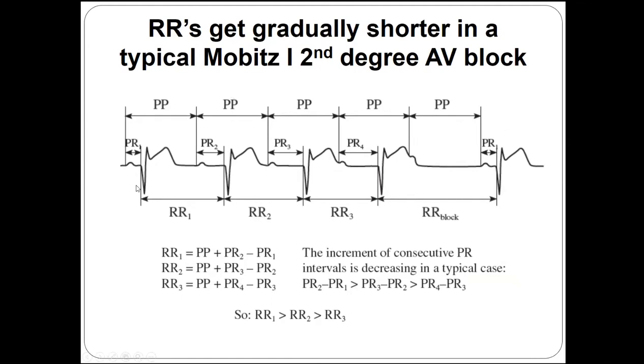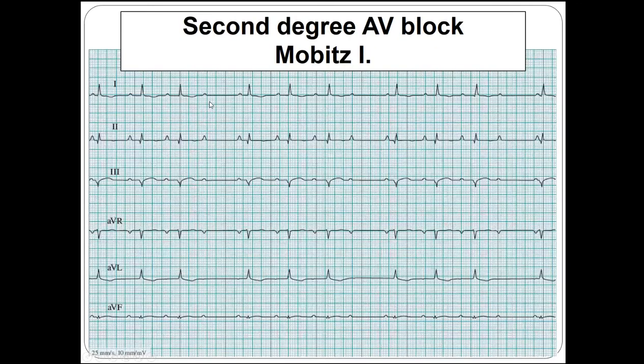If you go through the written material that you can download from YouTube, you will understand that these RR intervals are getting a little bit shorter because the PR elongation somehow is shortening the TP interval here, and this is why the RR interval is getting shorter. Simple. Arrhythmic? Yes, it's arrhythmic.